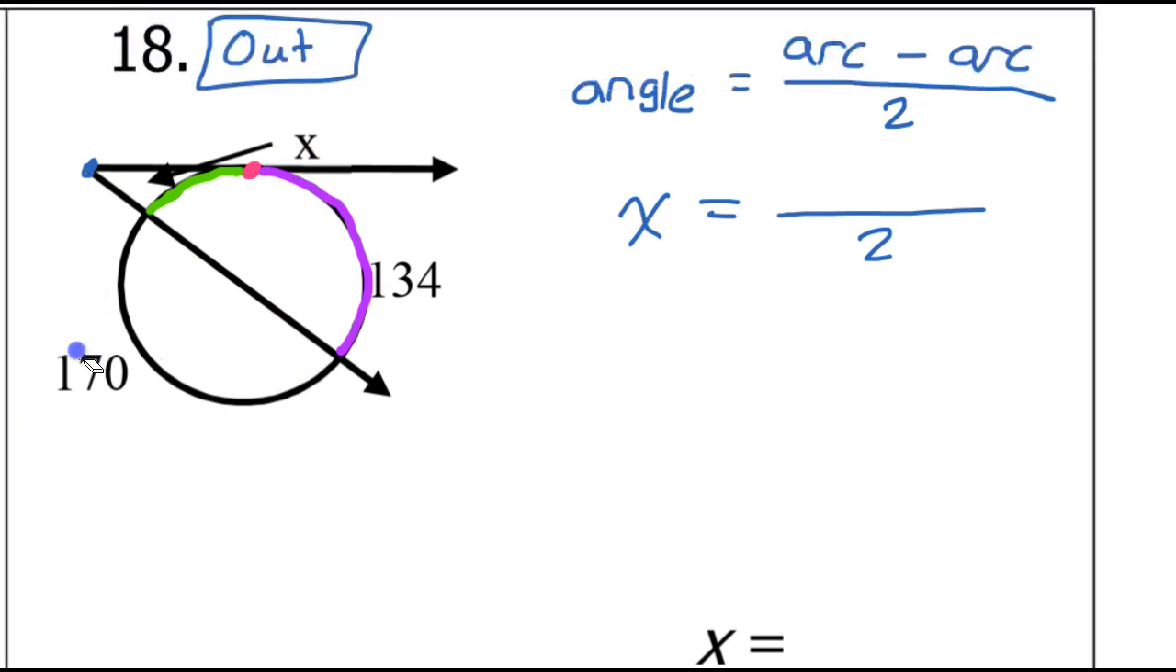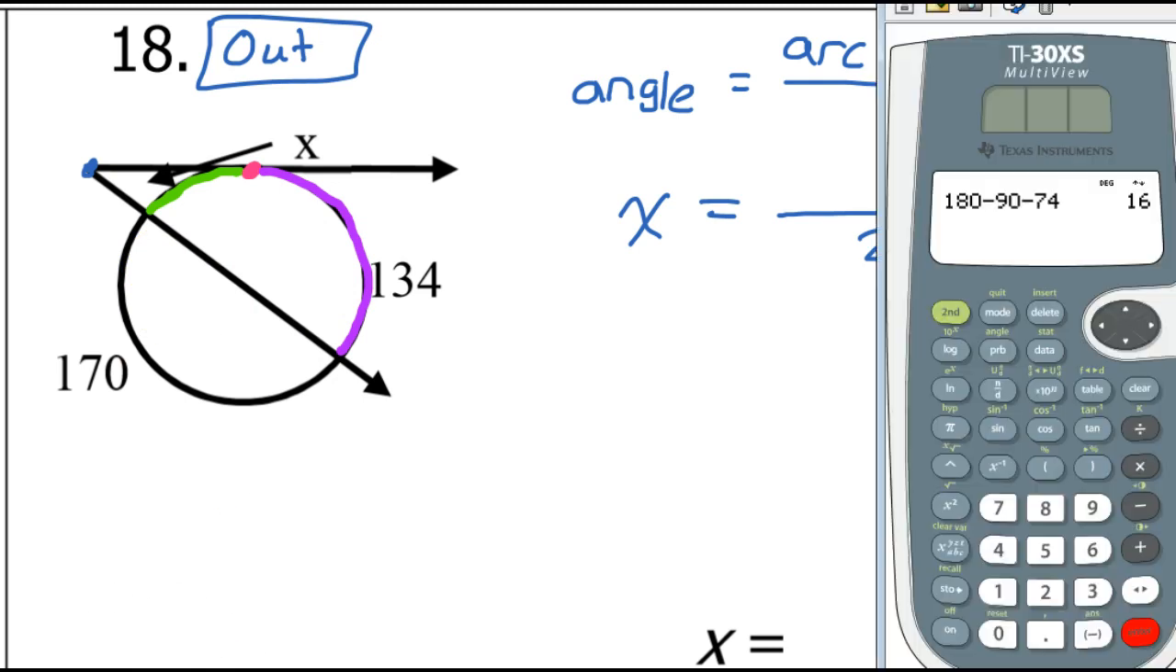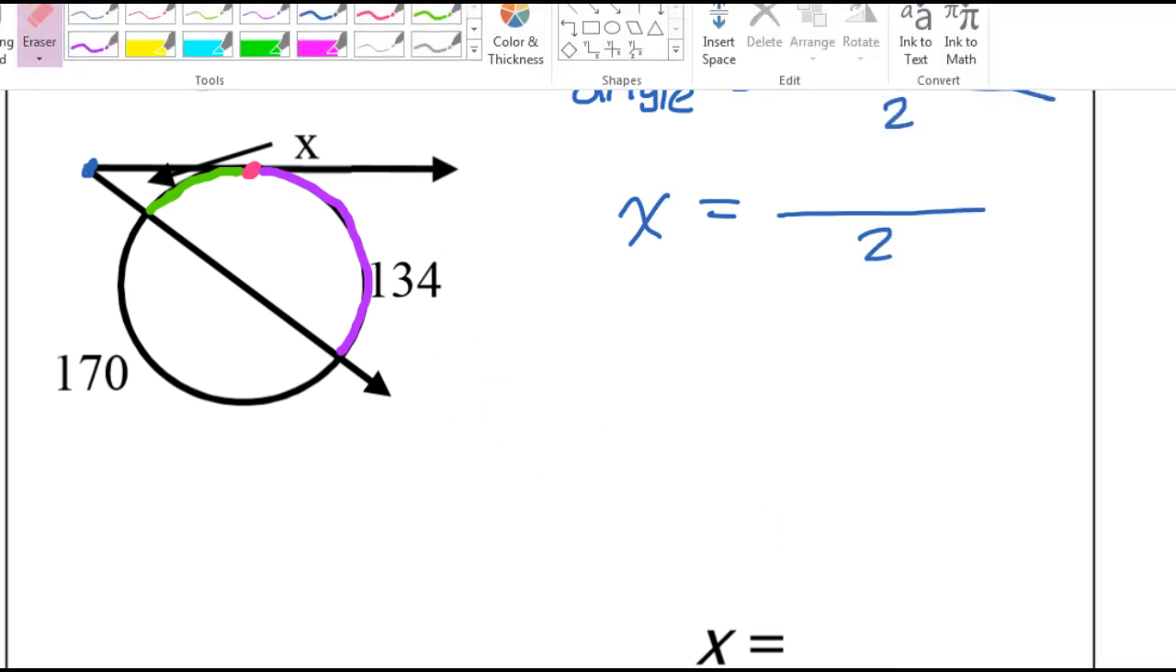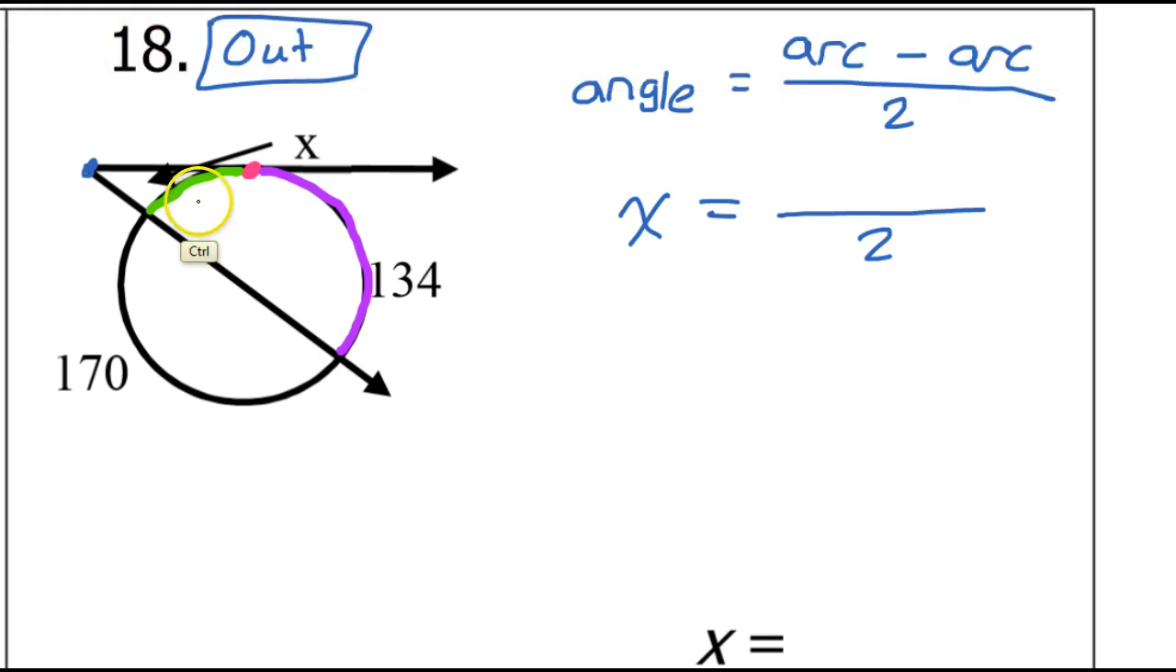Add enough to subtract from 360. Yes, we got to go all the way to 360, all right? Because we know everything except for the green, the whole circle except for the green. So we should be able to subtract from 360. So that's why I'm going to go 360 minus 170 minus 134. 56. So that means that the green arc was 56.